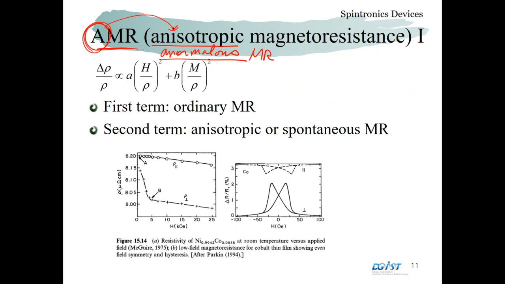So in AMR, we have a square term of the field and a square term of the M. And as we already mentioned in the anomalous Hall effect, those contributions are smaller than this one. So usually we think about this term. The first term came from the ordinary MR. The second term originally came from the scattering because of the magnetic moment inside of the samples. So when we measure the MR with the external magnetic field, the general behavior is something like this.